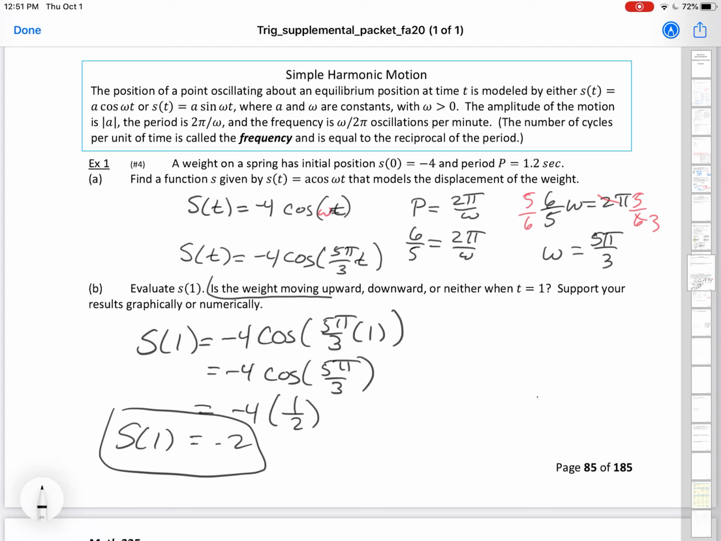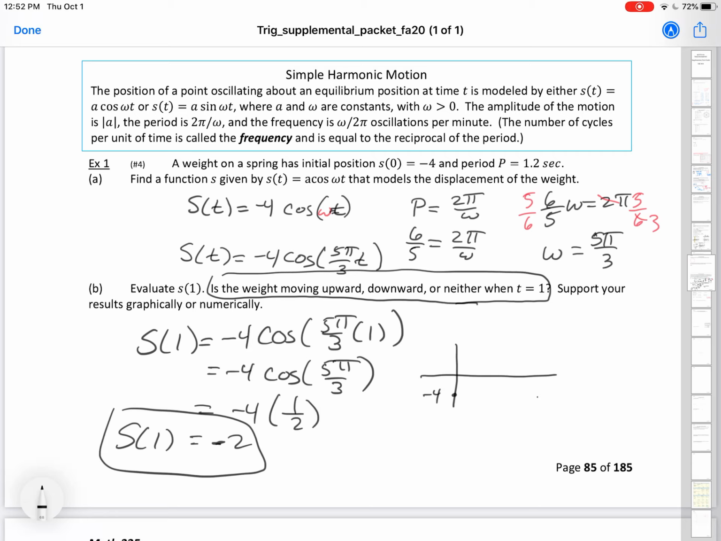Then they want to know, is the weight moving upward or downward or neither when t equals 1? At that one level, is it moving up or down or neither? Remember, this is probably why they're having us do this as a graph. Remember, at 0, it's -4. And the negative part of the answer doesn't tell us a single thing. It could be moving up or down. We need to figure out where that's happening.